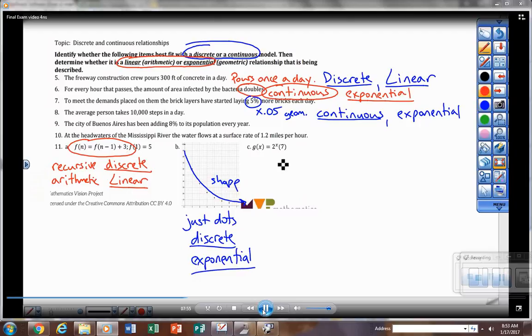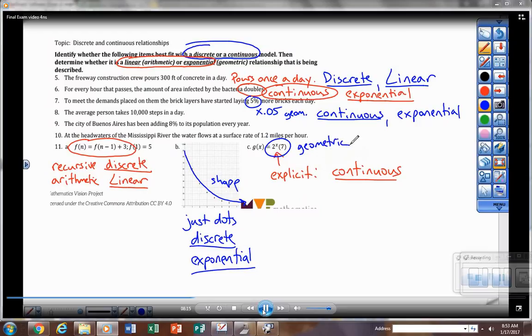The last one here, that is an explicit form. Explicit, always continuous. That is an explicit form for a multiplying sequence, which is geometric. Geometric, always exponential. So this would be continuous, exponential.